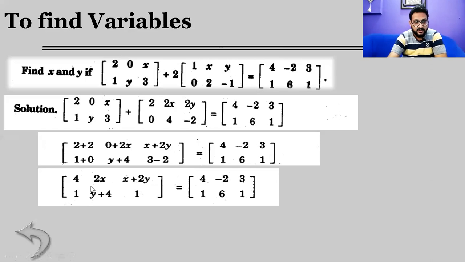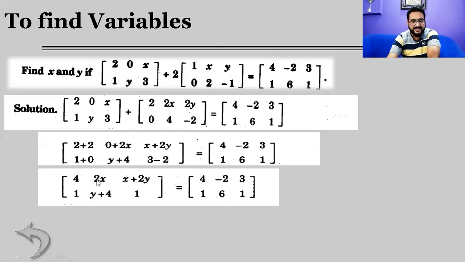What is the variable in 2x? It is x. And in y plus 4, there is only one variable. So why do we compare these in this question? There is no observation or consideration in this value, so we cannot compare at that moment.